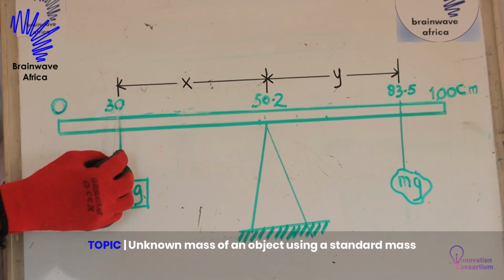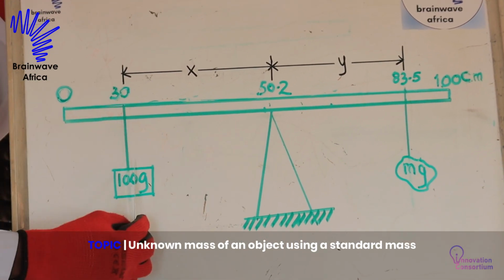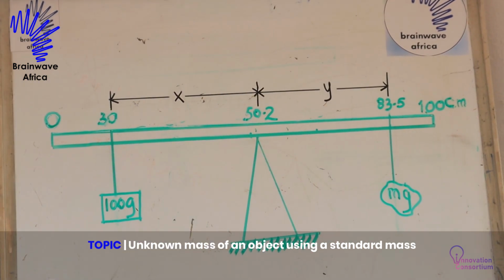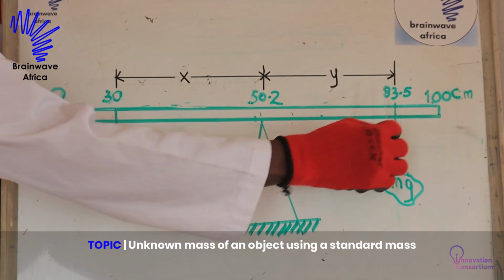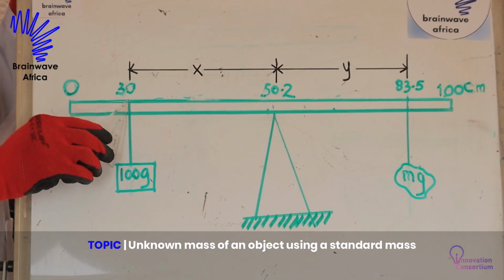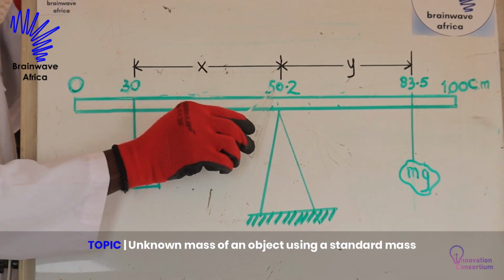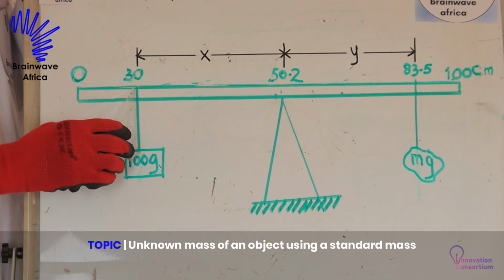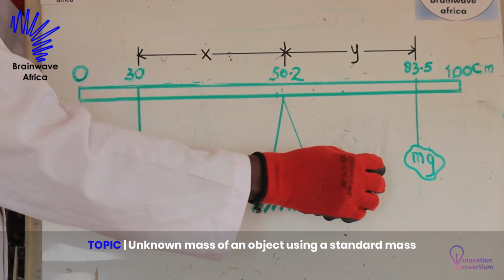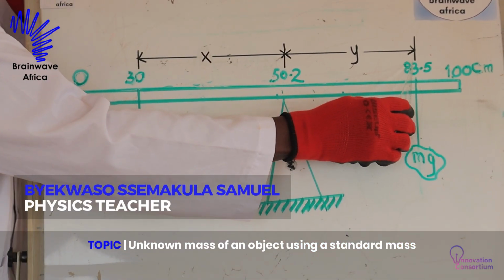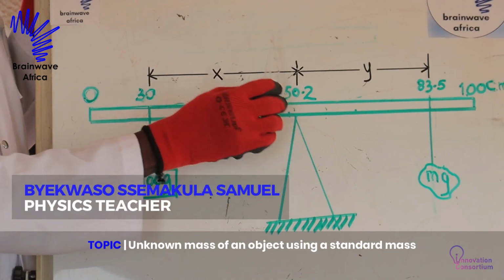So we have two forces here. We have the weight of the known mass. We also have the weight of the stone. Each of these forces has a perpendicular distance from the turning point. For the known mass, the perpendicular distance is x. For the unknown mass of the stone, the perpendicular distance is y.